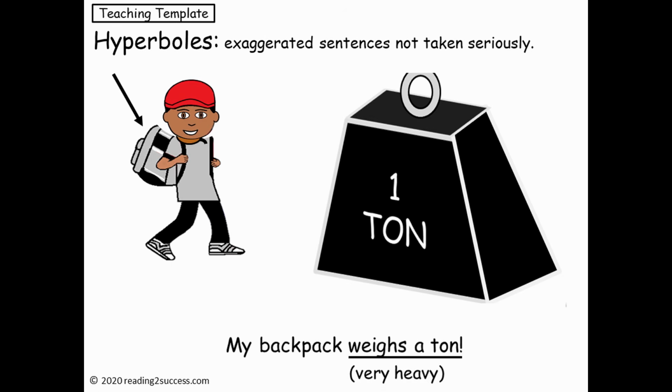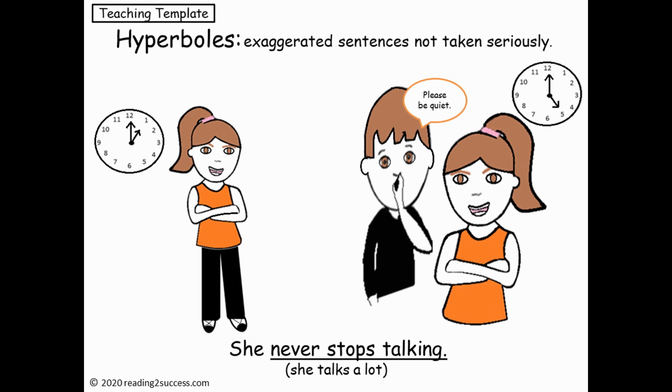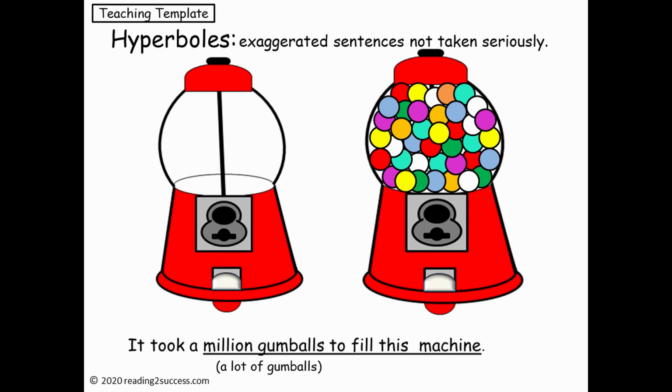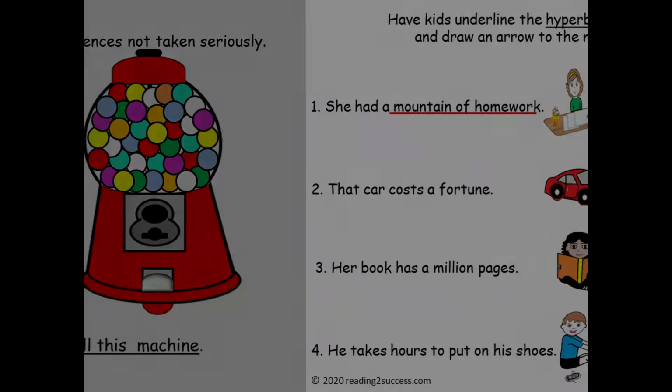In this example, the sentence is, "My backpack weighs a ton." Weighs a ton is an over-exaggeration for it being very heavy. In this sentence, "She never stops talking" is an exaggeration for she talks a lot. And the sentence, "It took 1,000,000 gumballs to fill this machine" is an exaggeration for a lot of gumballs.